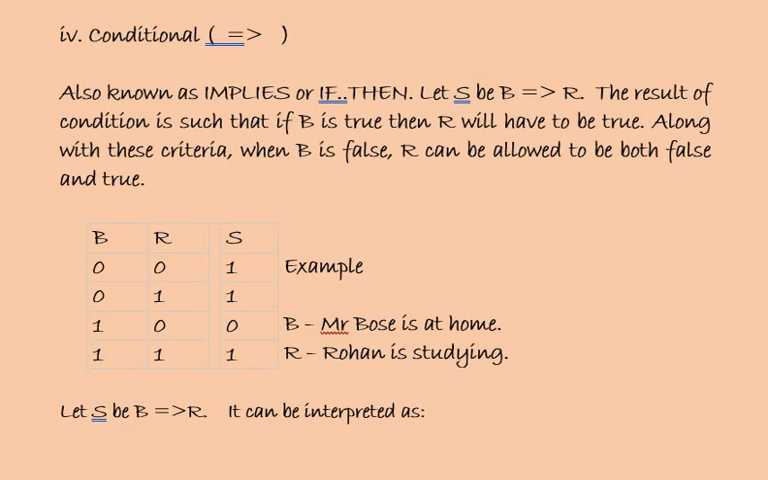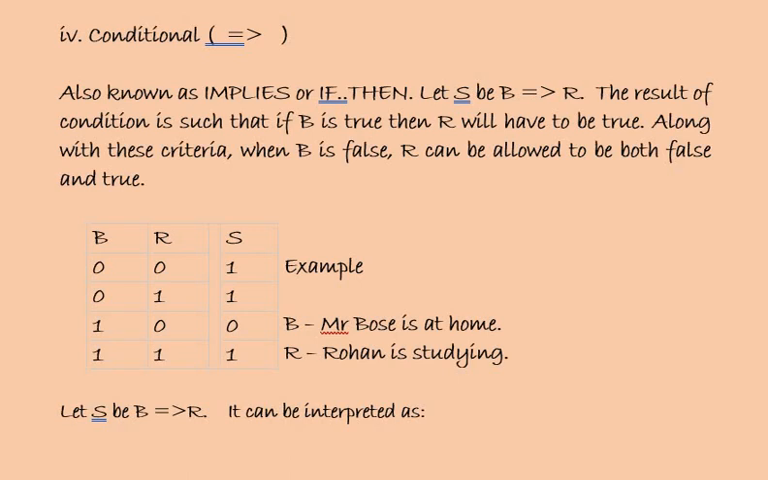Along with this, in case B is false, then R can be true also, false also. So both of them are okay. But if B is true, that means if B is happening, R has no option except happening. If you look here, you will see that B is true, R is true gives a true result, but B is true and R is false is not okay for the result. But if B is not true, like B is not happening, R is okay with no also, okay with yes also.